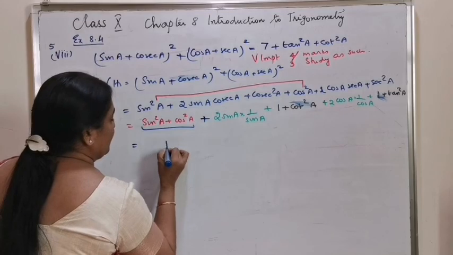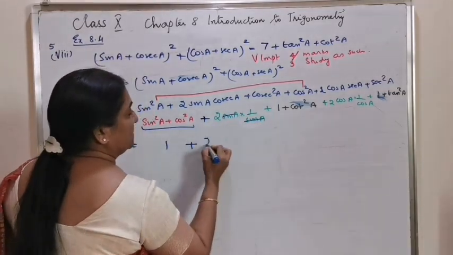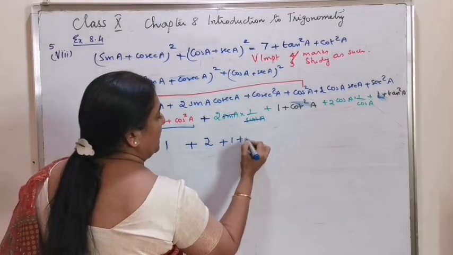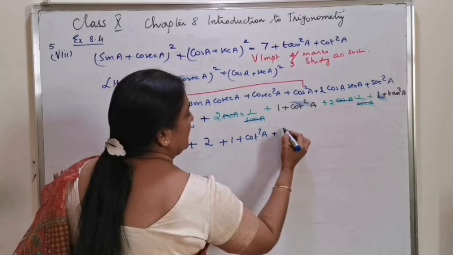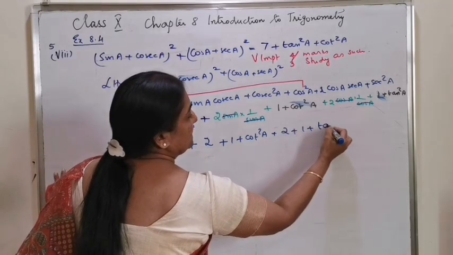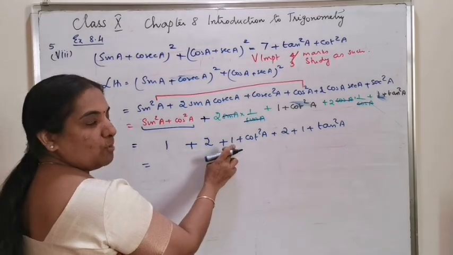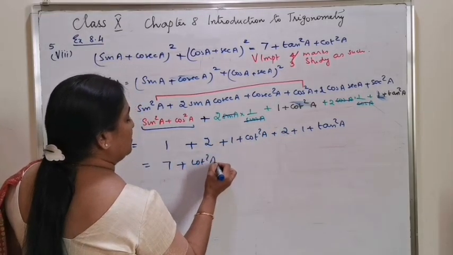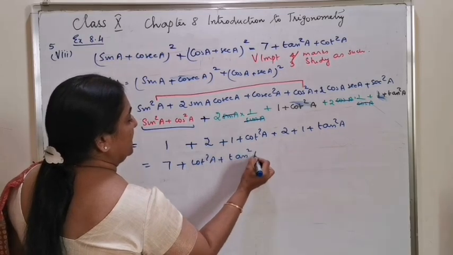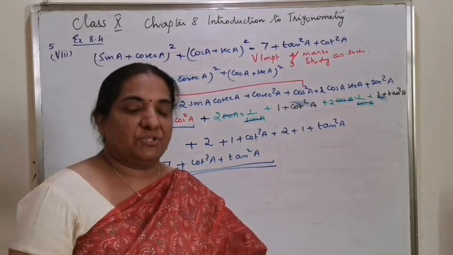Sin square A plus cos square A is 1, plus sin A and 1 by sin A gives 2, plus 1 plus cot square A, plus cos A and 1 by cos A gives 2, plus 1 plus tan square A, which gives the answer as 1 plus 2 is 3, plus 1 is 4, plus 2 is 6, plus 1 is 7, plus cot square A plus tan square A. The question can be studied as such.